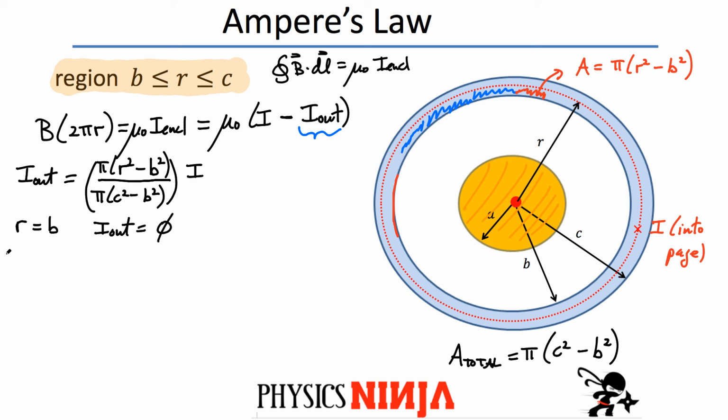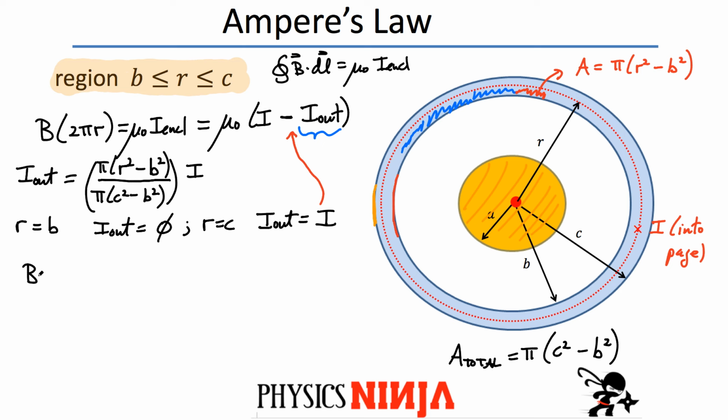Now, there's another limit you could take. What happens when r equals c? In that case, you've placed your Amperean loop all the way on the outside over here. So the amount of current on this outer section that you've included in your loop, that case is easy to take. So I out in that limit is equal to what? You substitute c for r, and you notice the numerator and the denominator are going to be the exact same. So you're going to be left with the total current I. Now keep in mind it's going in the opposite direction, but we're going to take care of that with this sign over there. Now we simply have to put everything together.